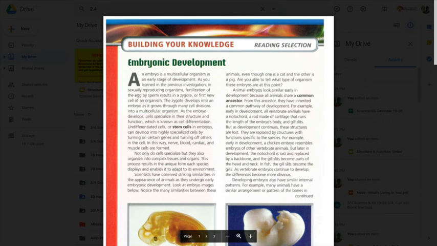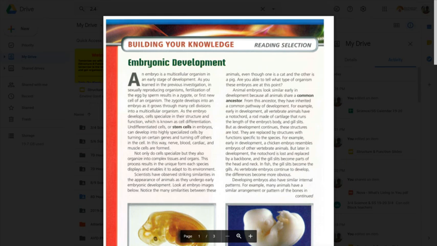Animal embryos look similar early in development because animals share a common ancestor. From this ancestor, they have inherited a common pathway of development. For example, early in development, all vertebrate animals have a notochord, a rod made of cartilage that runs the length of the embryo's body, and gill slits. But as development continues, these structures are lost. They are replaced by structures with functions specific to the species.